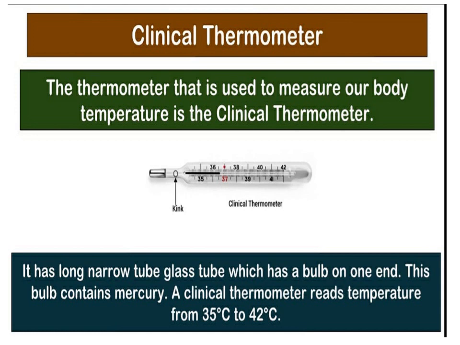It has a narrow glass tube which has a bulb on one end. As you can see in the figure, at one end there is a metallic bulb. This bulb contains mercury. Mercury is a metal which is liquid at room temperature. A clinical thermometer reads temperature from 35 degrees Celsius to 42 degrees Celsius. Okay, this is the clinical thermometer and this is the reading of the clinical thermometer.